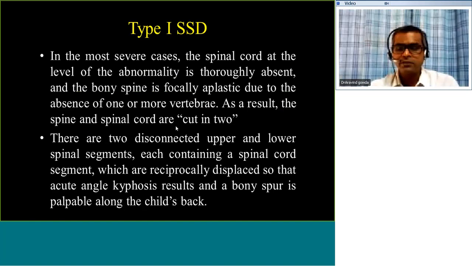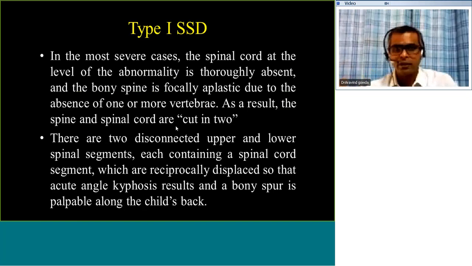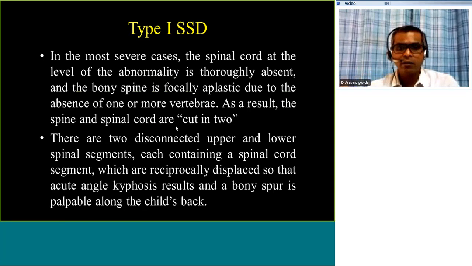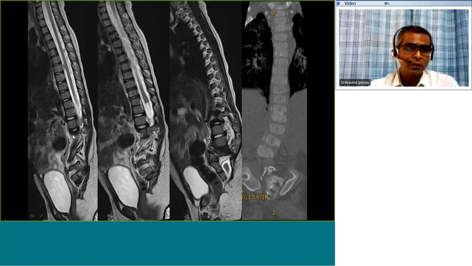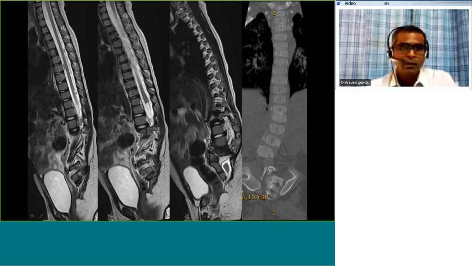So in segmental spinal dysgenesis, in the severe variant, type 1, the spinal cord and the spinal column are cut into two. You will have two disconnected upper and lower spinal segments, each containing a spinal cord segment, which are reciprocally displaced so that acute angle kyphosis results and a bony spur is palpable along the child's back. So this is what you are seeing. We have a case here.